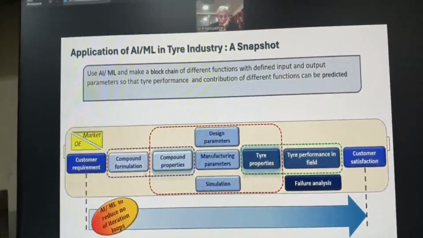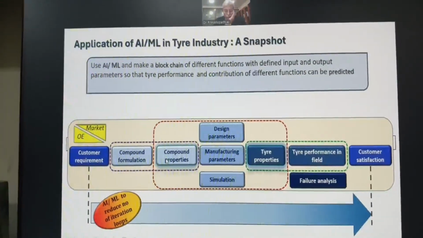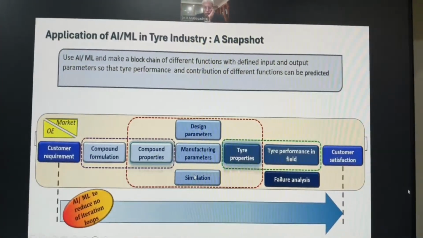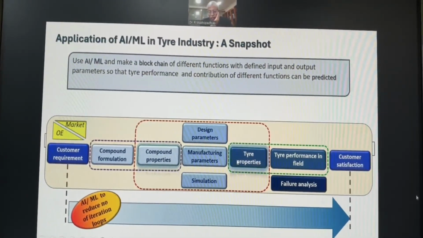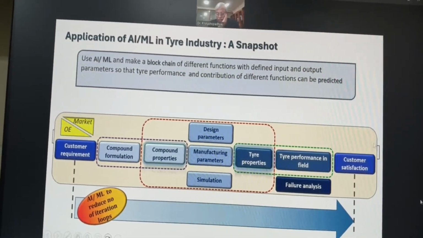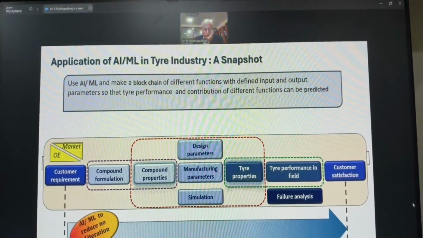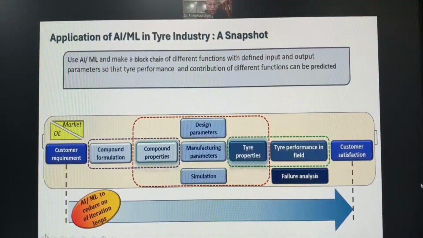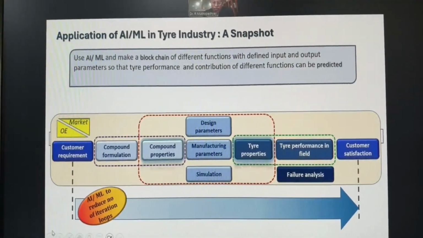Customer requirement, then the compound formulation, compound properties. When the compound properties are known, then design parameter, manufacturing parameter, simulation, then you get tire properties, then tire performance in the field, and the failure analysis, and customer satisfaction. That means AI and ML can reduce the number of trials we take.